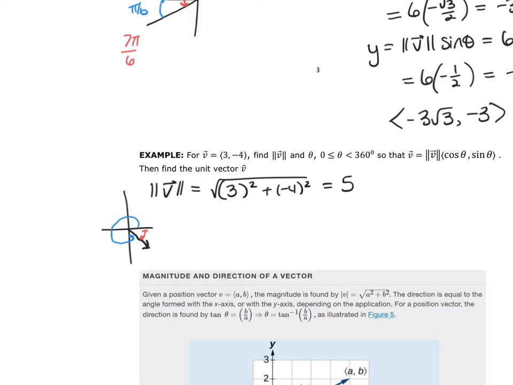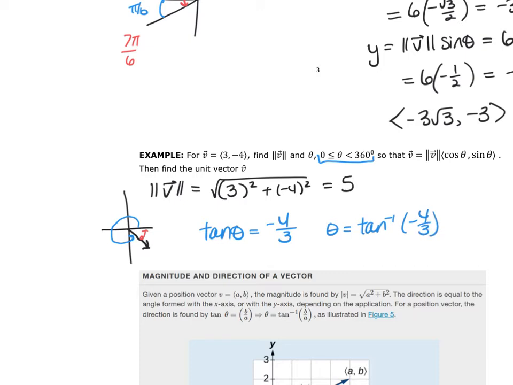Typically, though, we usually use the positive, and in particular, they're asking me to find the positive. So what I'm going to do is find the tangent of my angle, which is equal to negative 4 over 3. This goes back to how we define tangent in terms of x, y, and r. So that tells me my theta is equal to the tangent inverse of negative 4/3.